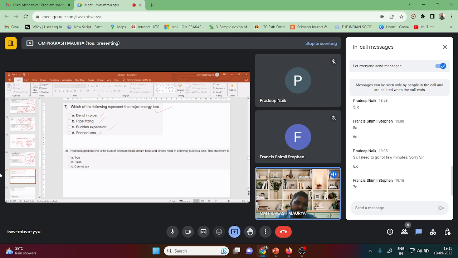Yes, for question number 7, option D is correct. Because the bend in pipe, that is the L section or another type, and the pipe fittings, and the sudden expansion and sudden contraction, these come under the minor losses, but the friction loss is very much.